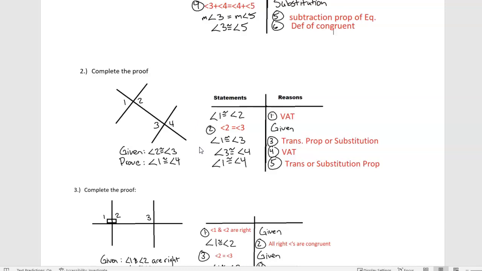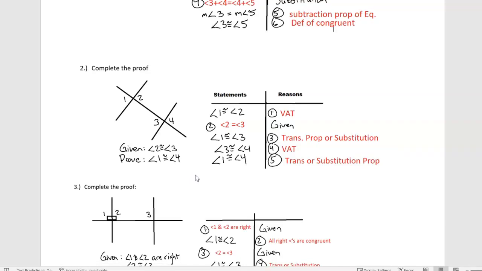So 1 is to 3, 3 is to 4. So that means 1's now connected to 4 by a train of thought. So you could say the transitive property, or you can think of this as erasing the 3 here and putting in what 3 equals, which is 4. So that could be substitution as well.